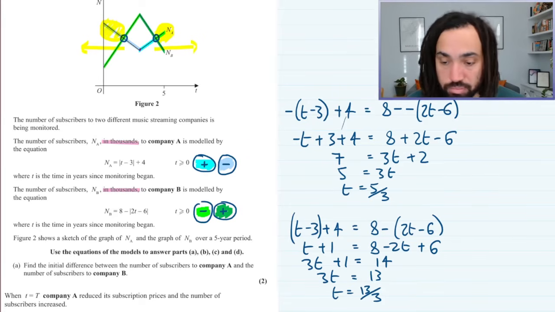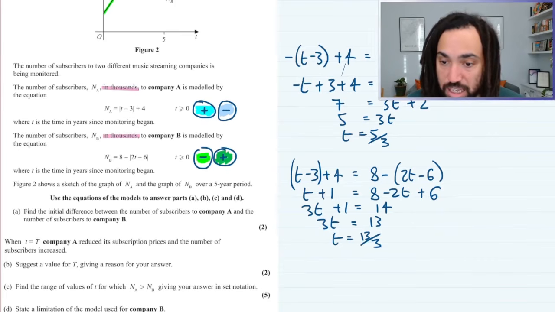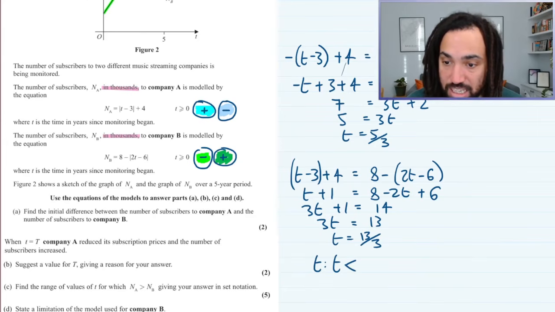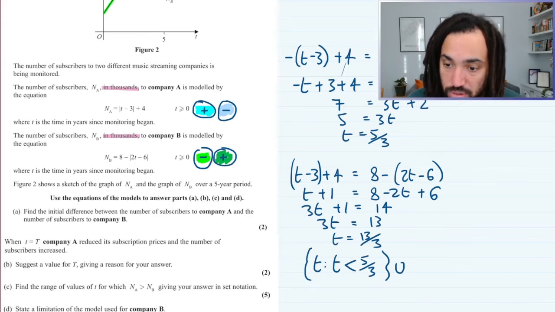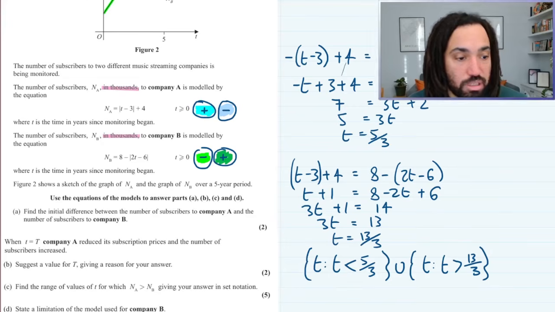So, in set notation, we have to say that it is t, where t is less than the first critical point, union with t such that t is greater than 13 over 3. Okay, and that is our final answer.